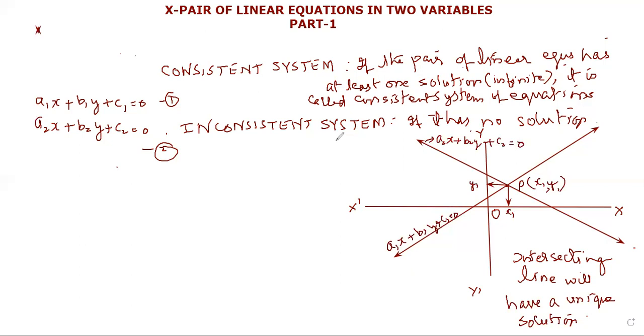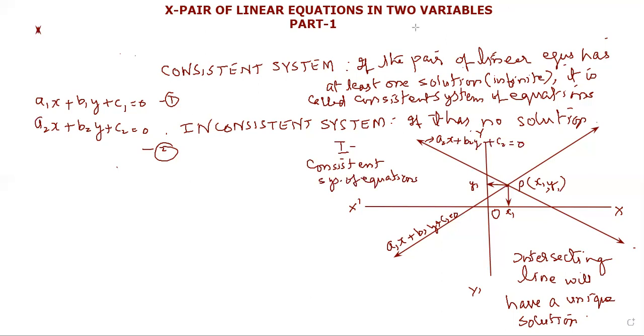Got it? So this is the first case. Case number 1, when the lines are intersecting. When the lines are intersecting, they will have a unique solution. These are called a consistent system of equations because it has a solution. So they have a unique solution when they are intersecting lines.